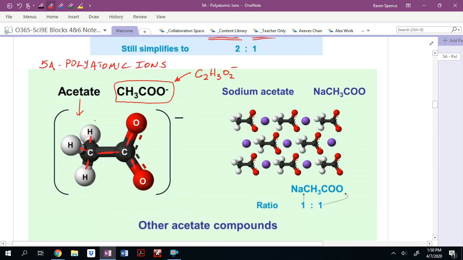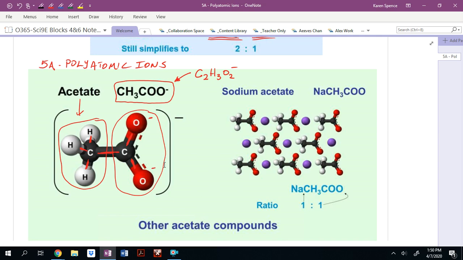Okay, so you can see we have a nice little CH3 structure here, and then we have a COO structure, and the negative charge actually resides on the oxygen end. It's sort of spread out over the two oxygens. That's way more than you need to know for grade 9, but that just gives you the reason why we write it as CH3COO rather than simply as C2H3O2 minus. However, like I said, both are correct.